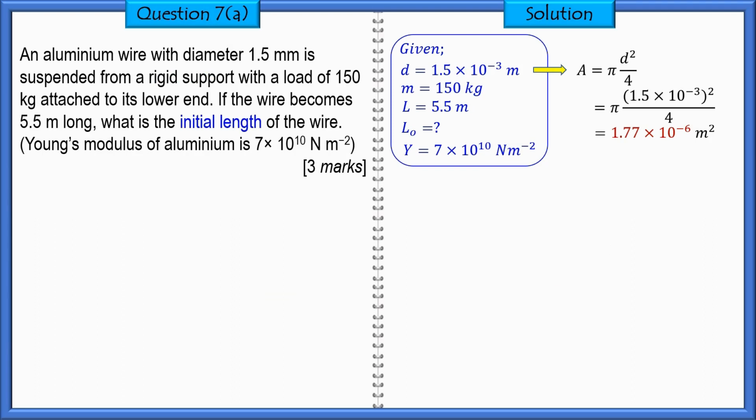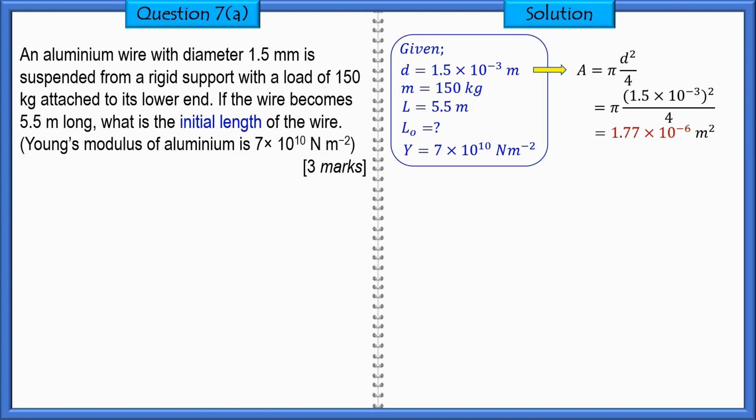Question 7a. An aluminium wire with diameter 1.5 mm is suspended from a rigid support with a load of 150 kg attached to its lower end. If the wire becomes 5.5 meter long, what is the initial length of the wire? Given the Young modulus of the aluminium is 7 times 10 power of 10 Newton per meter square.